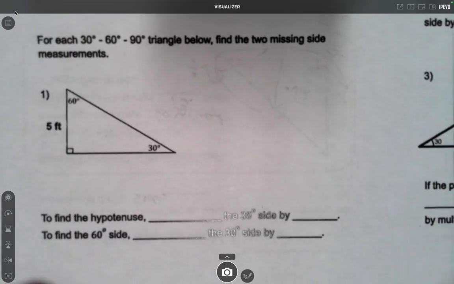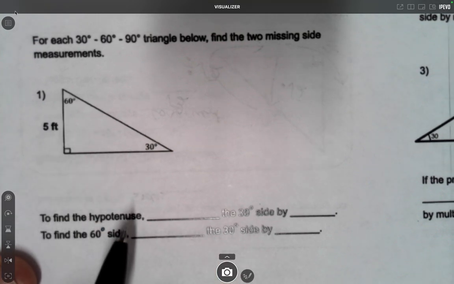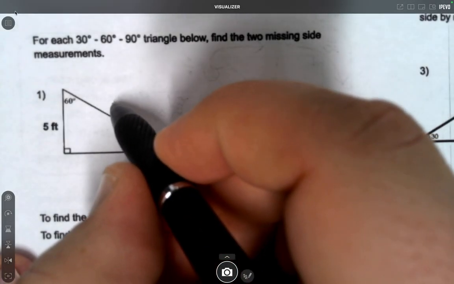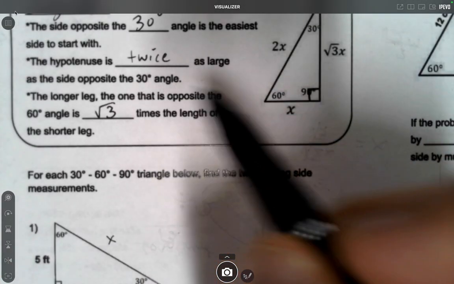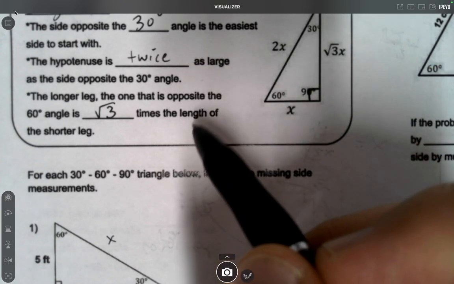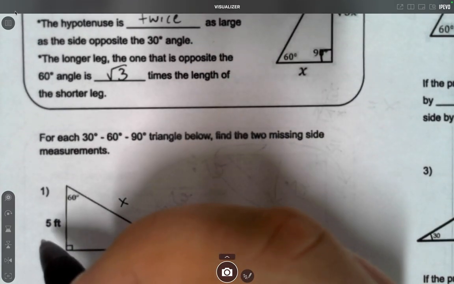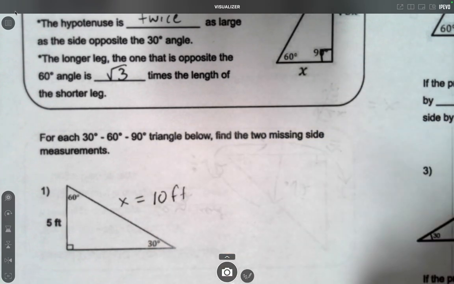So first up, let's say they give us the side we like best. That's the side opposite 30 degrees. It says find the 2 missing side measurements. Well, let's try to find the hypotenuse first. You don't have to do that. This is what I'm choosing. To find the hypotenuse, we go back right here. Since we're starting with the side opposite 30 degrees, these 2 statements are right in line. The hypotenuse is twice as large as that side. So this one's 5 feet. The hypotenuse is twice that large, which makes it 10 feet.